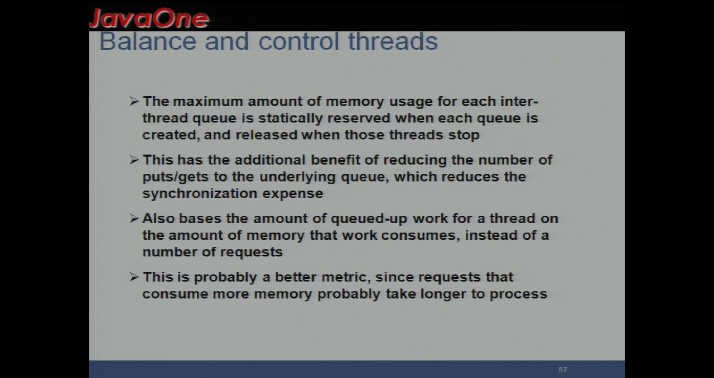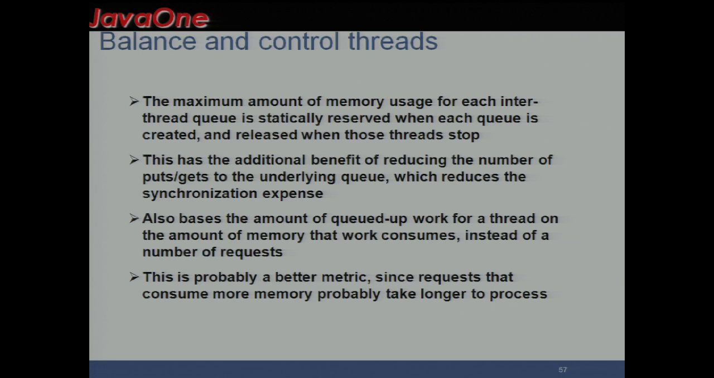So then the maximum amount of memory that this is going to use is going to be, you want to statically reserve it when the queue is created and then release it when the thread stops. One of the nice things about using buffer queues is it has the additional benefit of reducing the number of puts and gets in the underlying queue.